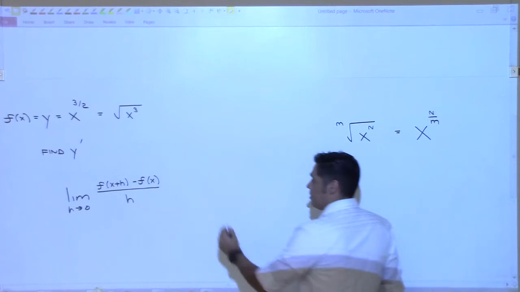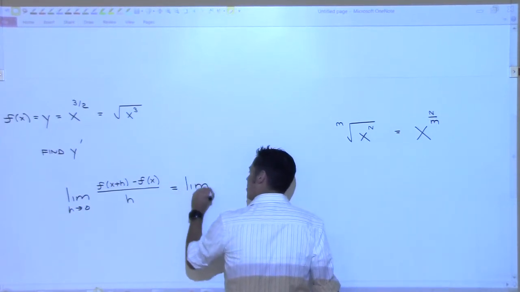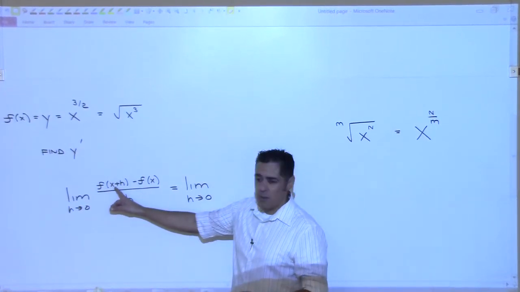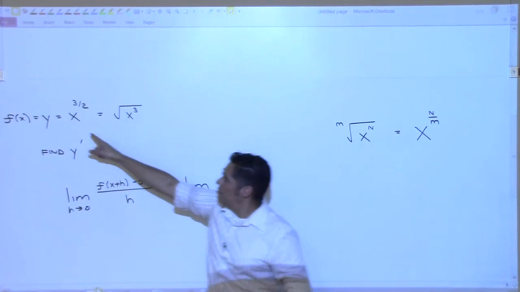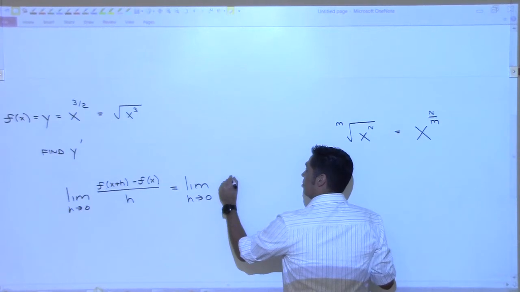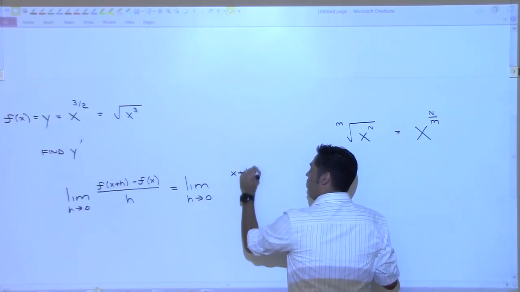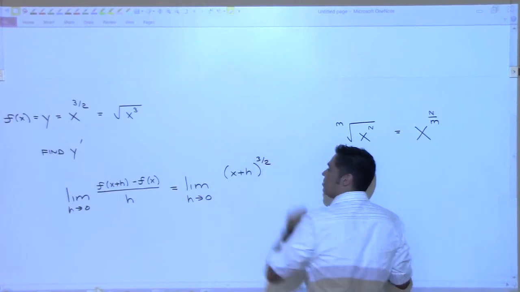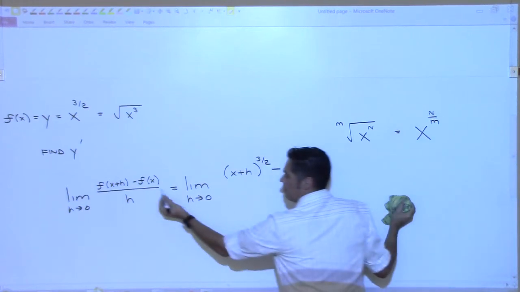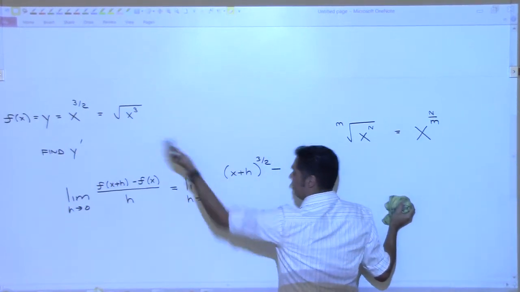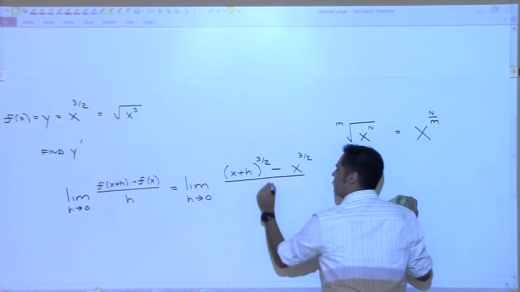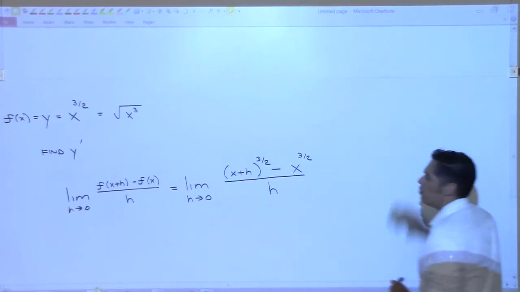So let's see how this works out. We take the limit as h goes to 0. f of x plus h means I'm going to plug x plus h in there for x. So what would that be? x plus h, all raised to the 3/2, right? And then subtract from that what? f of x, which is itself, and then all of this divided by h. Right? That's where we are.